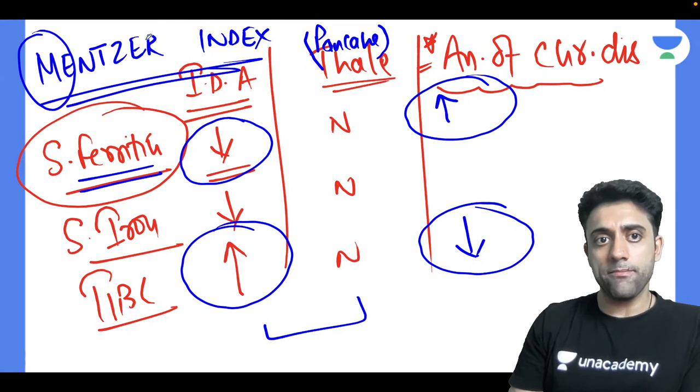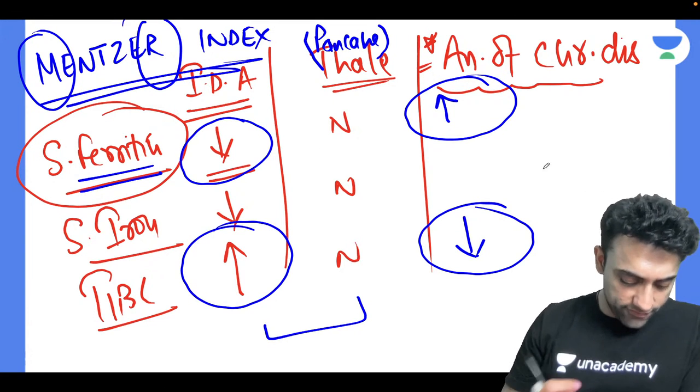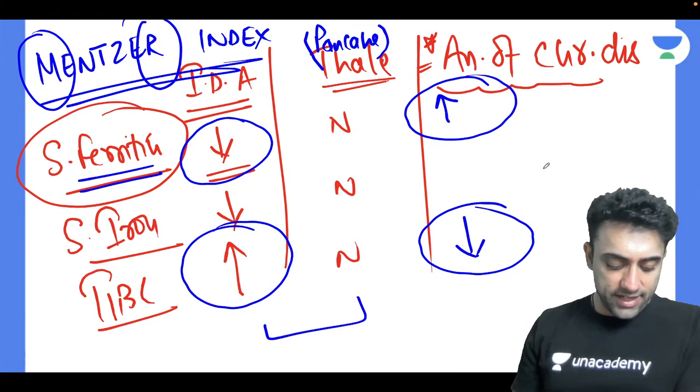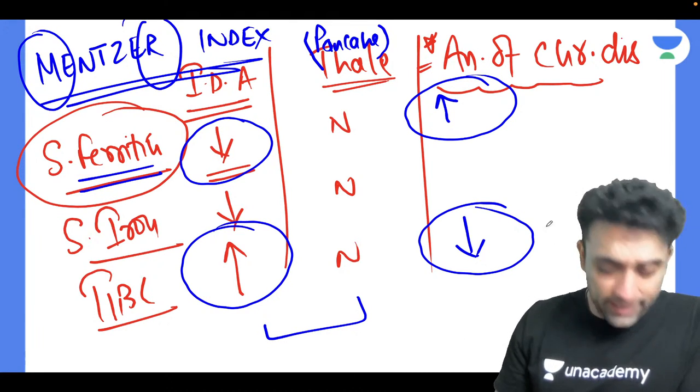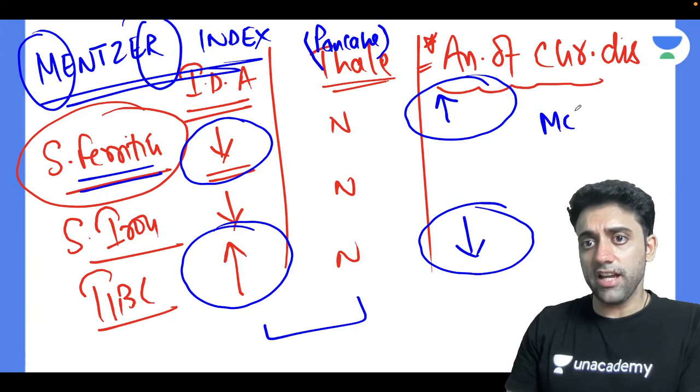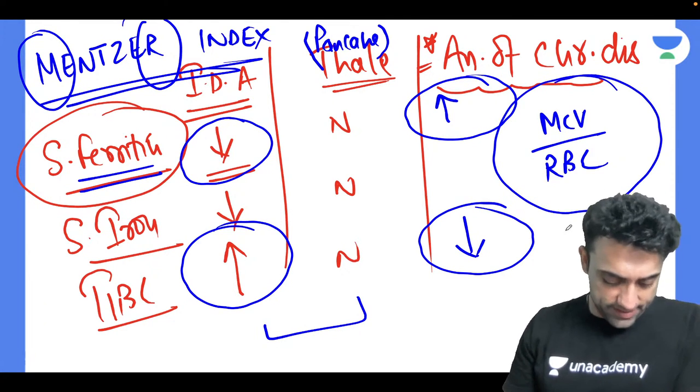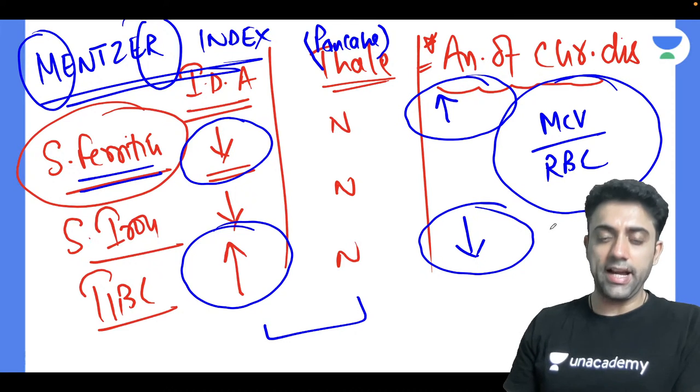Mentzer index, so just take it as Mentzer. What is the formula for Mentzer index? Anyone? Exactly. MCV upon RBC, yes or no? Yes, Mentzer index. So very importantly, Mentzer index is exactly what we need.